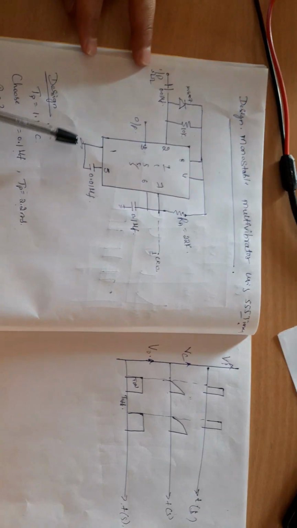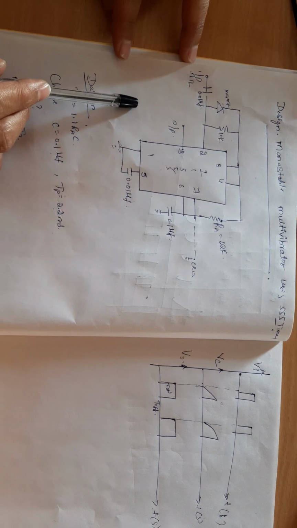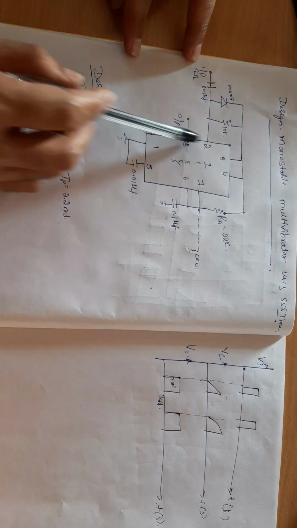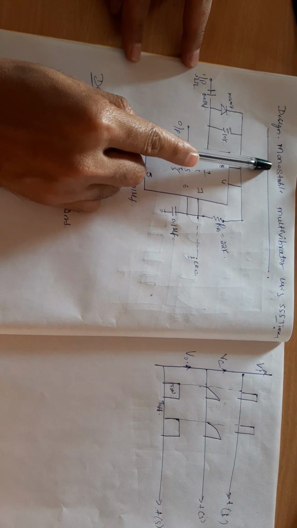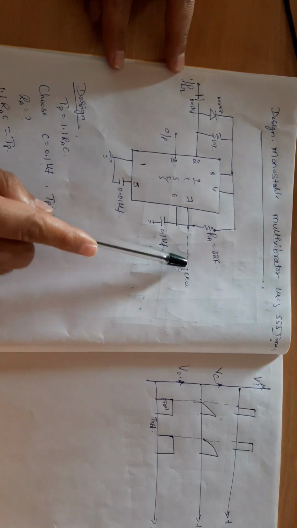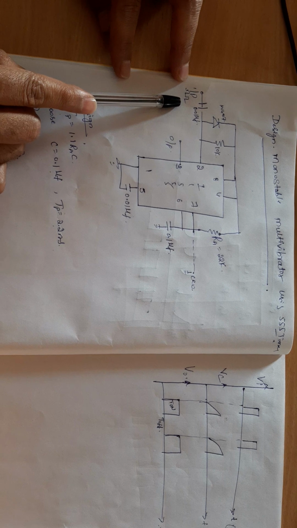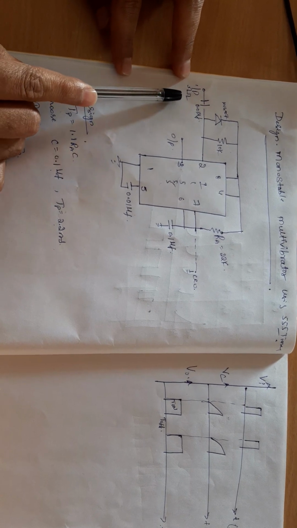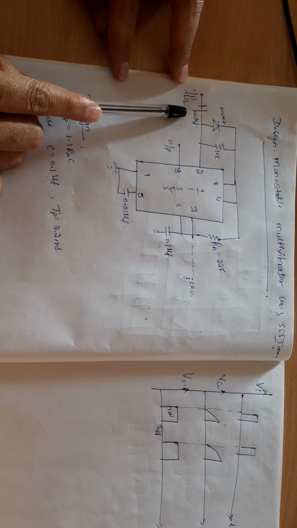Hello everyone. Now we'll discuss how to design a monostable multivibrator using 555 timer. So it's a monostable multivibrator. The meaning here is the output can only be observed once we give the triggering pulse. Unlike an astable multivibrator which works without input, here in the monostable multivibrator we need a triggering pulse at pin number 2 through a capacitor of 0.01 microfarad.